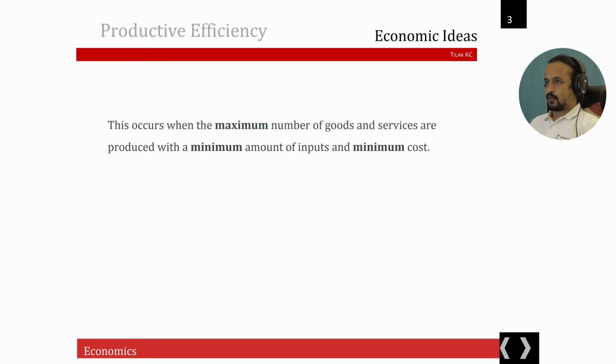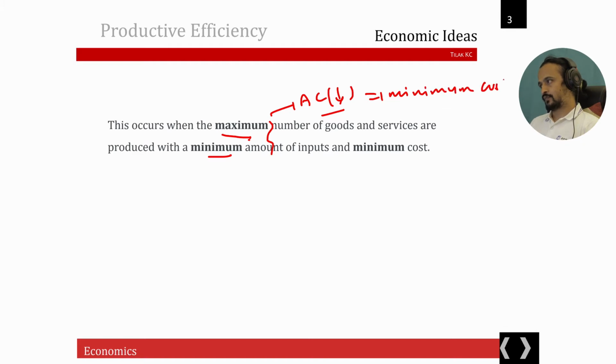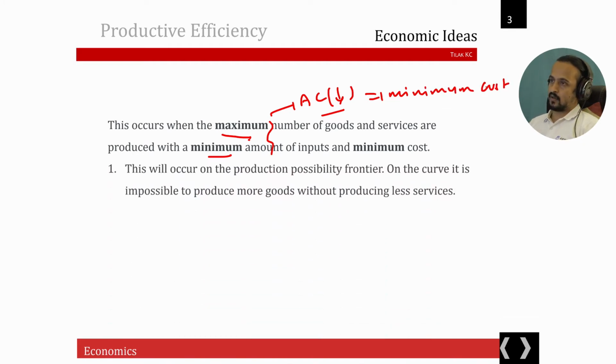So let's start with the definition of productive efficiency. As highlighted before, productive efficiency is associated with producing the maximum number of goods with the minimum amount of input. And the minute this happens, your average cost tends to fall significantly, or you produce these goods and services at minimum cost. There are two ways in which we can depict or show productive efficiency.